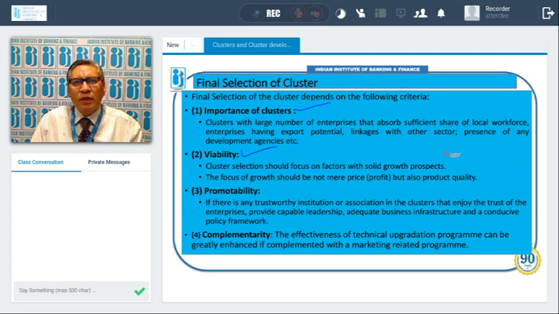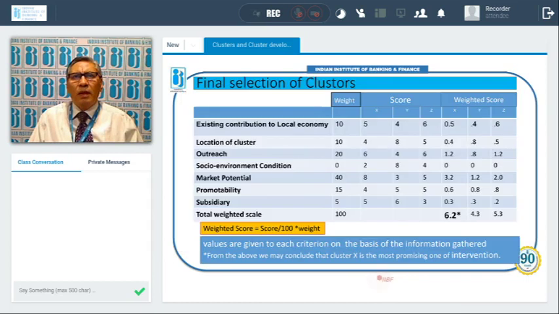Promotability. If there is any trustworthy institution or association in the cluster that enjoys the trust of the enterprises, and provides capable leadership, adequate business infrastructure, and a conducive policy framework. Whether such facilities are available in that cluster. Before we finalize a cluster, we have to see the importance of the cluster, viability, promotability, and complementarity. The effectiveness of a technical upgradation program can be greatly enhanced if complemented with a marketing related program. So we have to focus on all these four things before the final selection of a cluster in which an entrepreneur wants to set up his MSME unit.